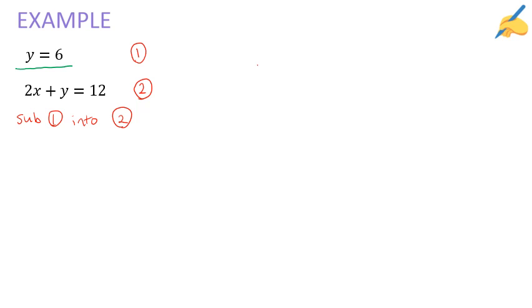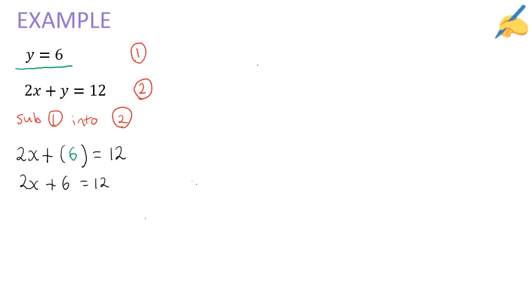All right, so I'm going to write out equation 2, but instead of writing y, I'm going to sub in equation 1. So y equals 6. So instead of writing y, I'll write 6. So I have 2x plus 6 equals 12.